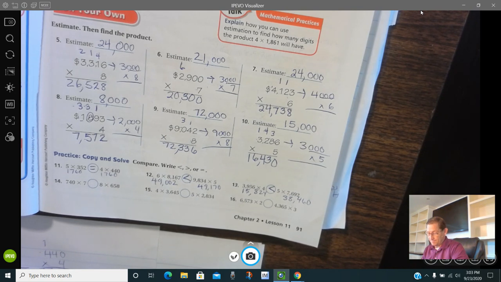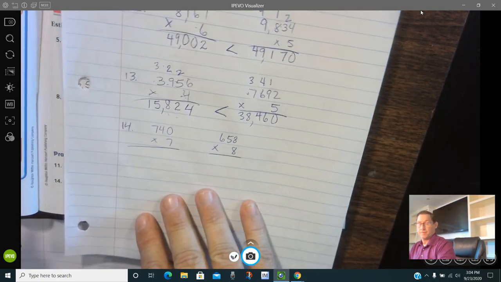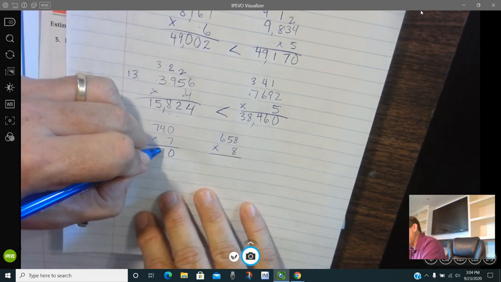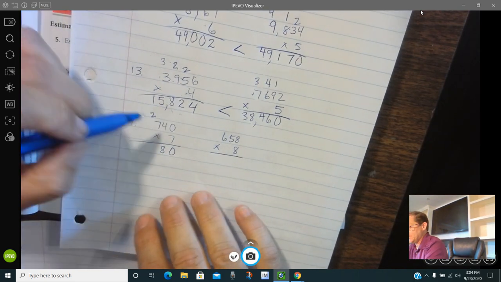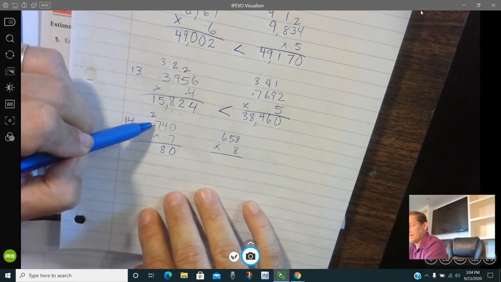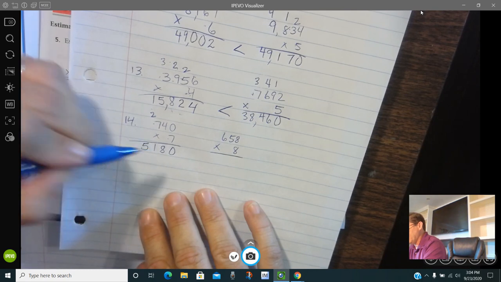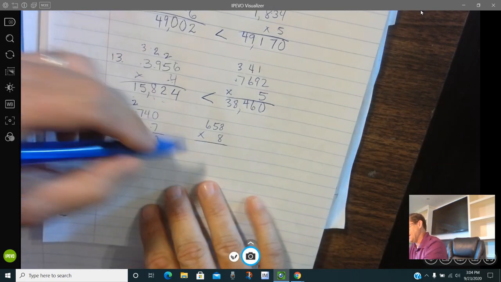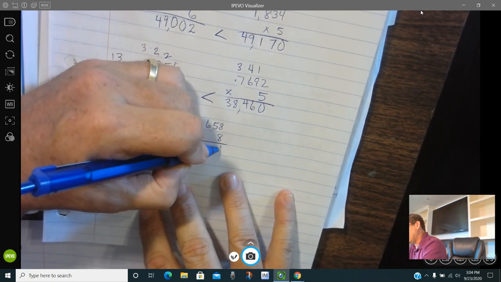740 times 7 compared to 658 times 8. 7 sets of 0 is 0. 7 sets of 4 tens is 28 tens. Rename as 200s and 8 tens. 7 times 700 is 4,900. Plus 2 more is 5,100s, or 5,180. 8 sets of 8, 64.